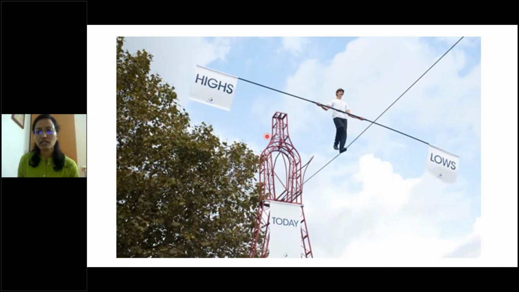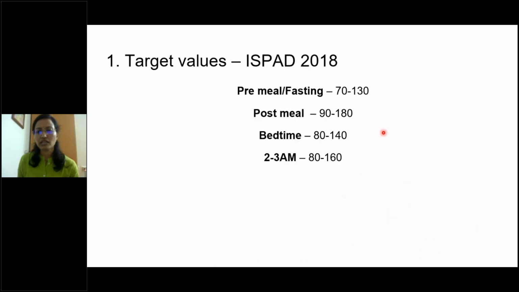Because the management of type 1 diabetes is like a tightrope walk, controlling highs and lows. Imagine doing it blindfolded. That is how it feels if you're not checking blood glucose and trying to manage type 1 diabetes. Blood glucose checking is as important as giving insulin. So these are the target values of the ISPAD 2018 guidelines, pretty stringent.